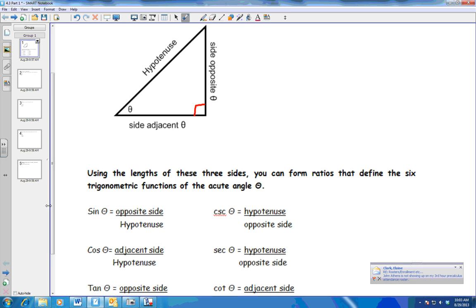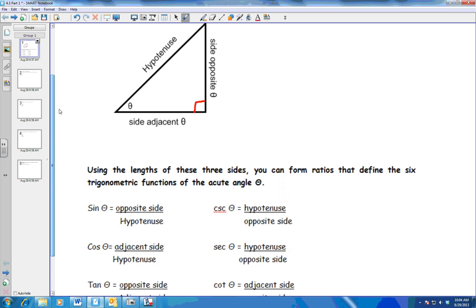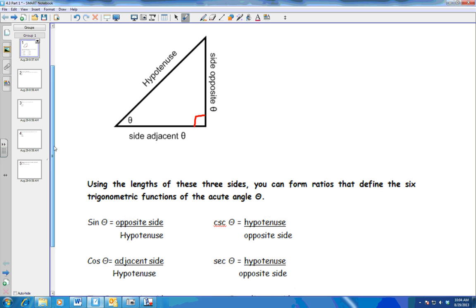So you may have heard SOHCAHTOA. All right. So first of all, the SOH. SOH stands for the opposite side over hypotenuse. So when I have a right triangle, and it's either going to be a 30-60 or a 45-45, and I'm finding the sine of an angle, I find the angle that they give me, and sine would be the opposite side, whatever that is, over the hypotenuse side.